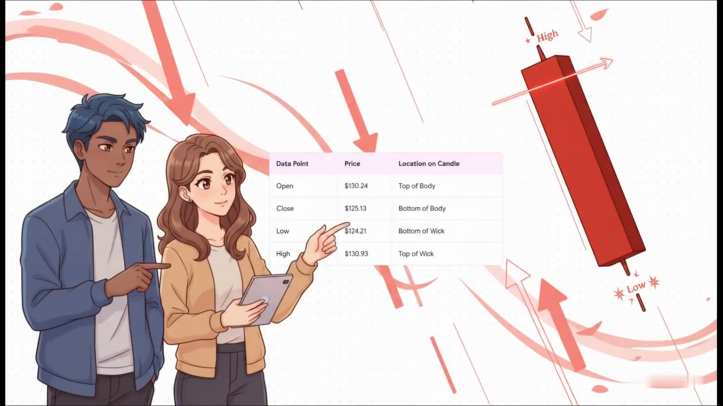Now let's compare that to a bearish red day a few days earlier on January 3rd. Since it's red, we know the open is at the top of the body, $130.24. From there, the price fell all the way to close at the bottom at $125.13. You can still see the day's absolute high and low in those wicks, but the main story of the day was that powerful move downward. It's amazing how color just instantly tells you who won the day.